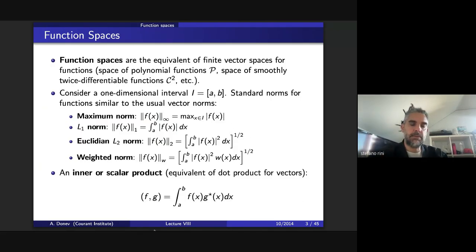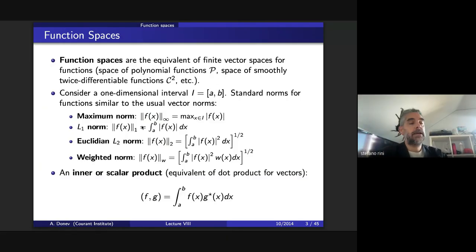Of course, the simplest one that comes to mind is the maximum norm. Okay, since we are in a finite interval, the definition of the maximum is a little bit easier than if you were in an unbounded interval. We can have an L1 norm in which we do the integration. Okay, now the summation over the vector becomes the integration over the interval. So this is the integral of the absolute value. The L2 norm is very natural, right? We integrate the square of the function, and also we can have a weighting factor as well.